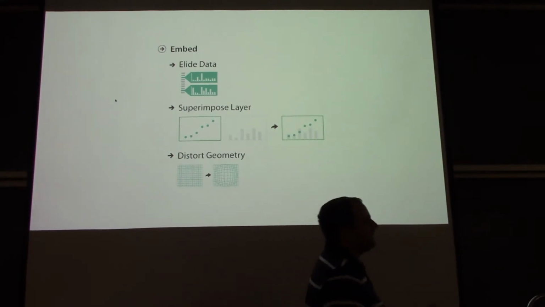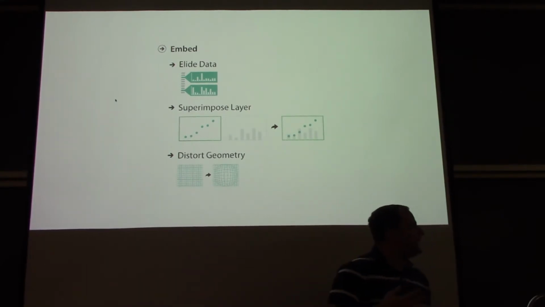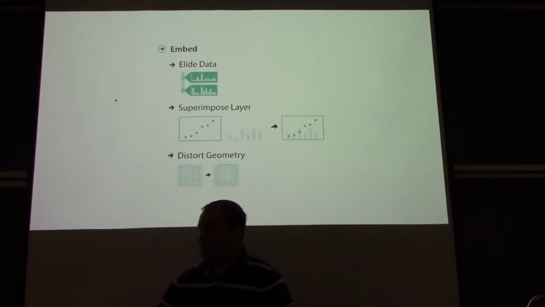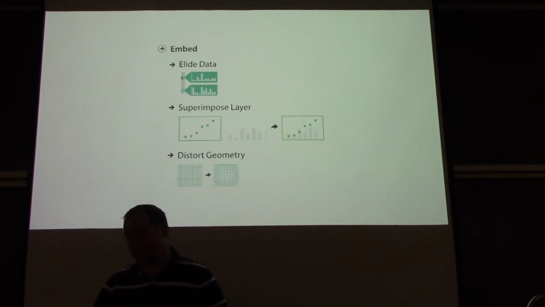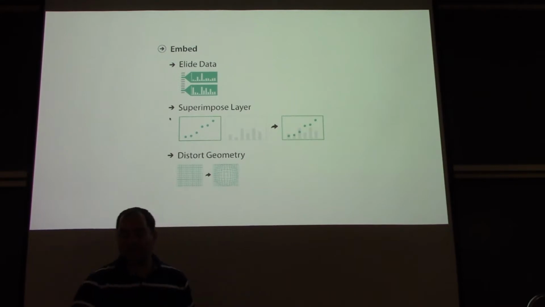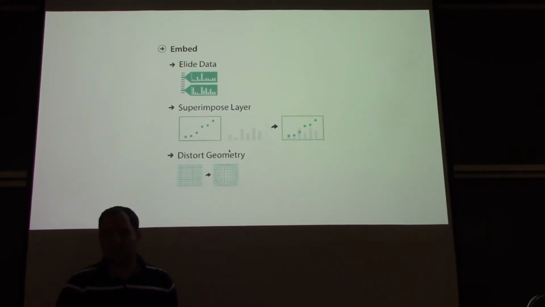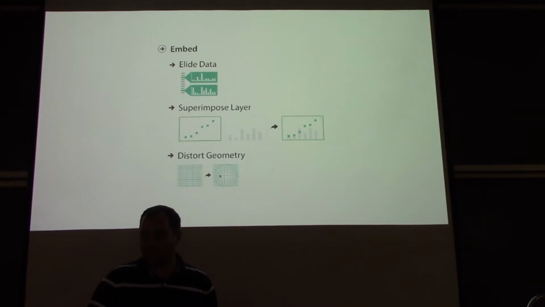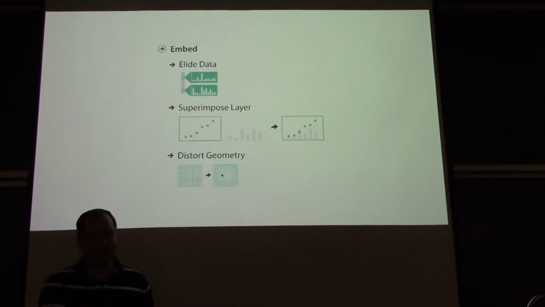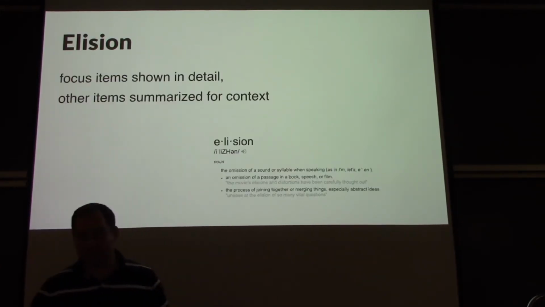There is this data elision, or eliding data. So we have an overview list of items here, and then for selected items we show focus information. We can superimpose layers, or we can distort. Like here, green would be the focus, and then the gray bars would be the context. Or we can distort the geometry to put things in the center in the focus. And now we'll be talking about those in a little bit more detail.